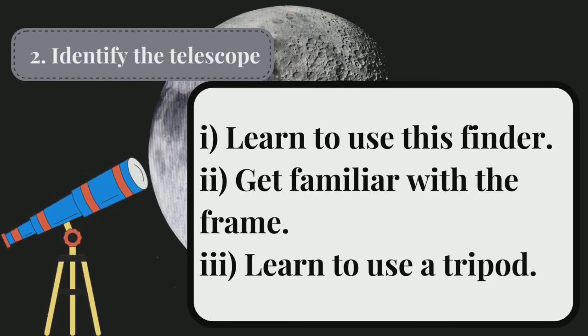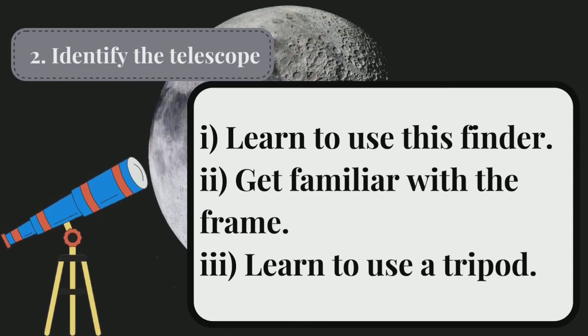Alright, so we move on to the second point, which is learn the telescope. Firstly, we need to learn to use the finder, which is usually located on the side of the telescope and offers a larger field of view of the sky than the telescope itself. For example, a telescope with 5x magnification covers an area the size of your little fingernail, while an 8x instrument offers a field of view the size of a golf ball.